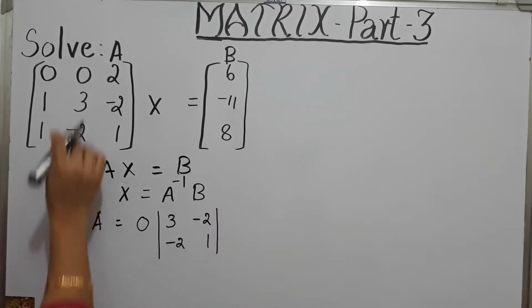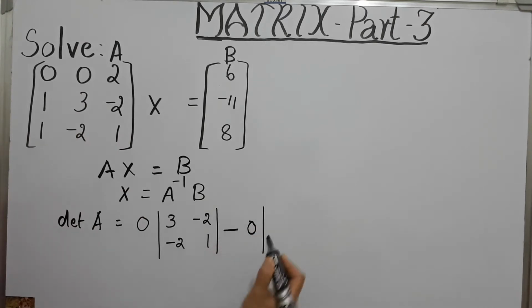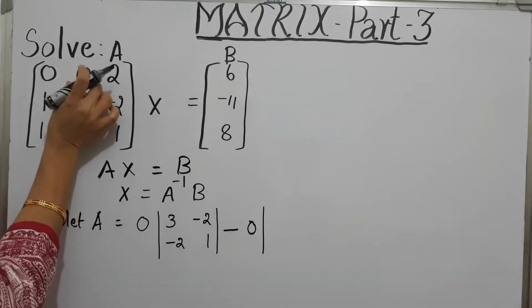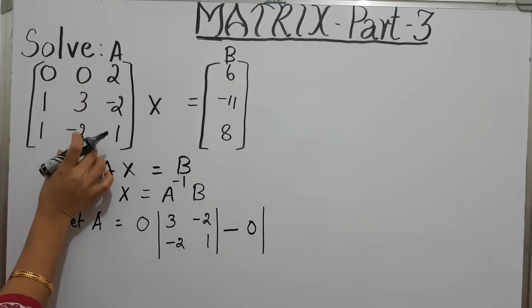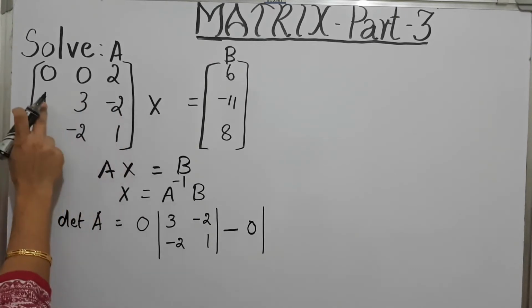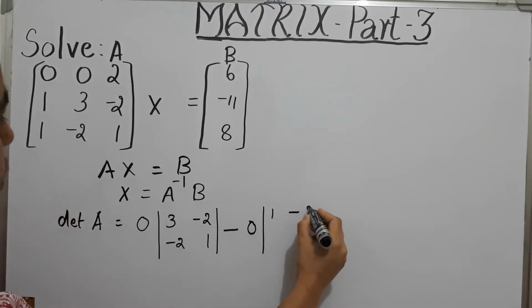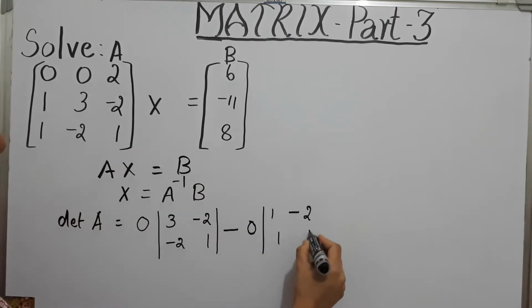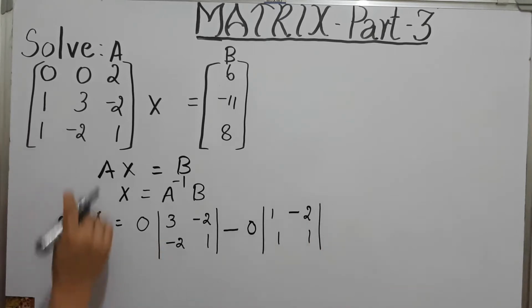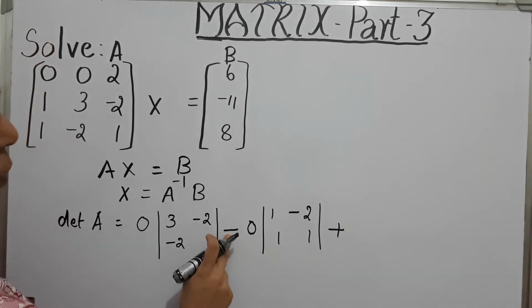And then for the second element you have to put a minus. Then this is 0 times, and if you are taking the second element, you have to ignore the second column. So you have to take these 4 elements, 1, minus 2, 1 and 1. And then for the next element you can put plus. Only for the second element you have to put minus. For the third element you can put plus only.